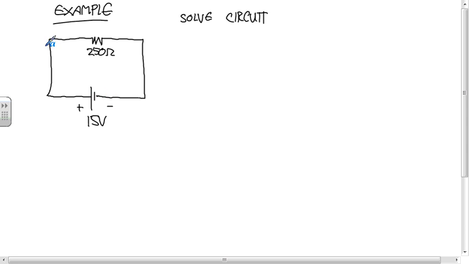That means that over here, right at the terminal of this resistor, we have an electric potential of plus 15. And over here, we have an electric potential of 0. And so we know the voltage across the resistor, too. We know that this is the positive side, this is the negative side, and the voltage is 15.